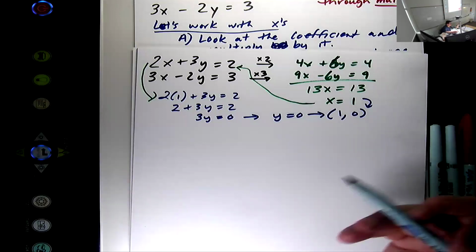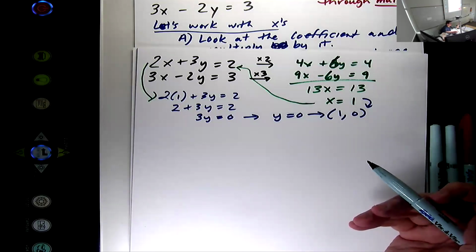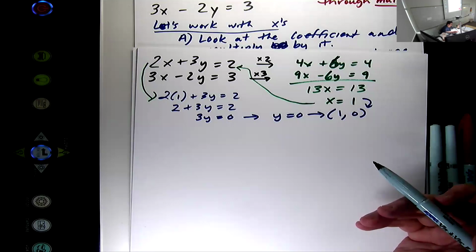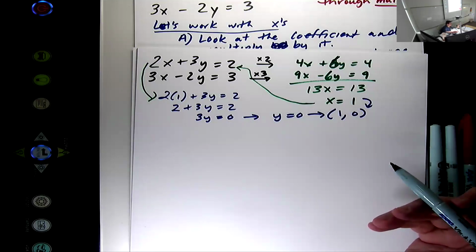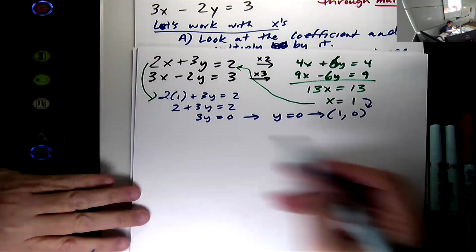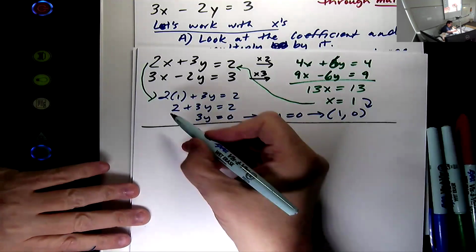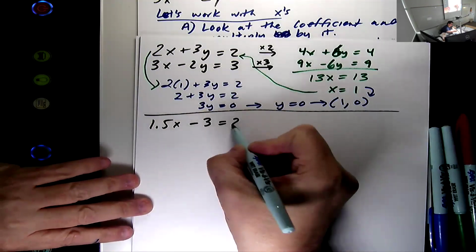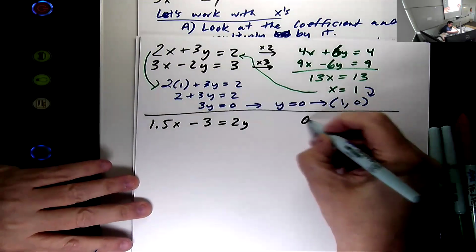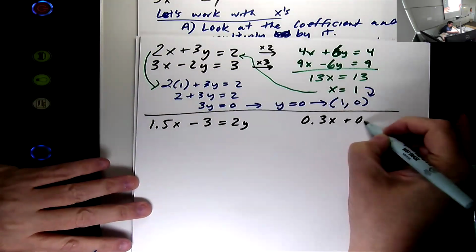So choose whichever one looks easiest for you when you're choosing a variable, whether they're opposite signs or one of them has lower coefficients in front. Whatever makes it easier. Let's look at another one. This is going to come in pretty messy, but we're going to work with it.